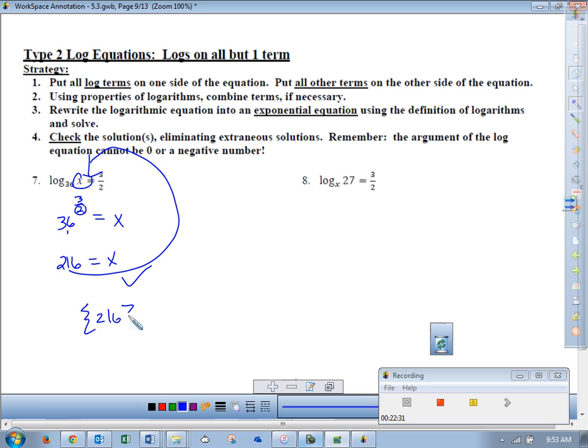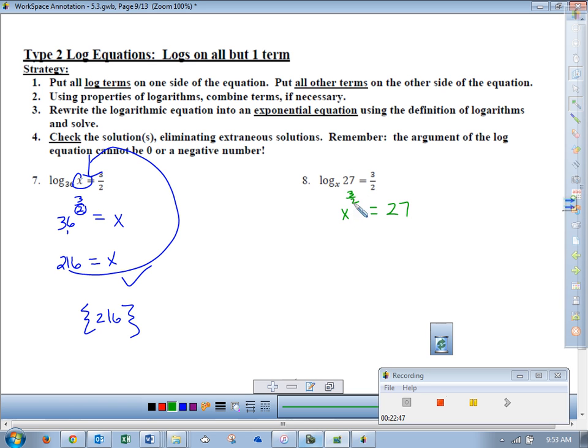Positive number, so it checks. 216. Again, logs, not in every term. You've got log equals number. Rewrite exponentially. Who's the base? x to the 3 halves power equals 27.